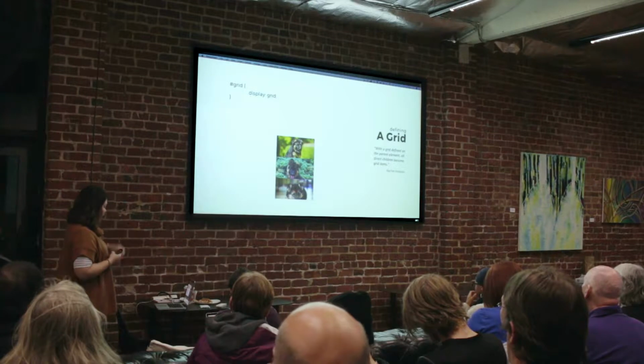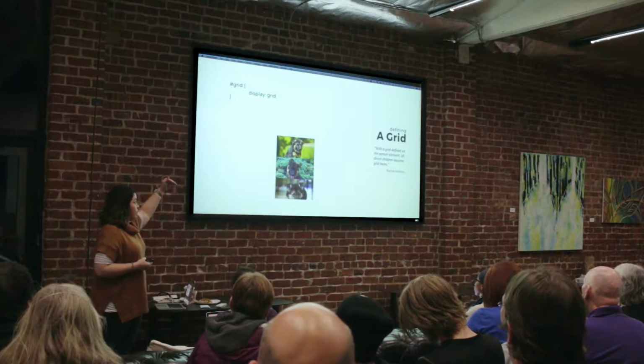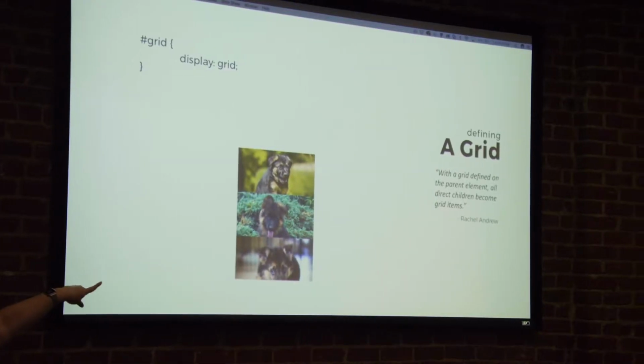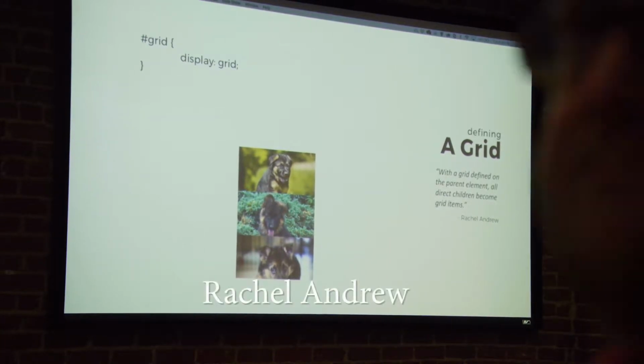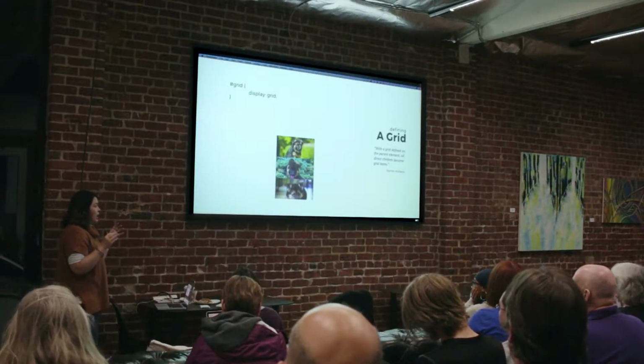So, defining a grid. With a grid defined on the parent element, all direct children become grid items. So I just went over that a little while ago, but I wanted to make note of the name right there, Rachel Andrew. She is the CSS Grid guru. So if after this you really want to learn more about it, Google her. She has some really great books out there and some really great YouTube videos, like hour-long YouTube videos where she really gets into the nitty-gritty. So if this is something that you want to move forward with, definitely write her name down and look her up. So what we're going to be doing for our example is we're going to be building a 3x3 grid.